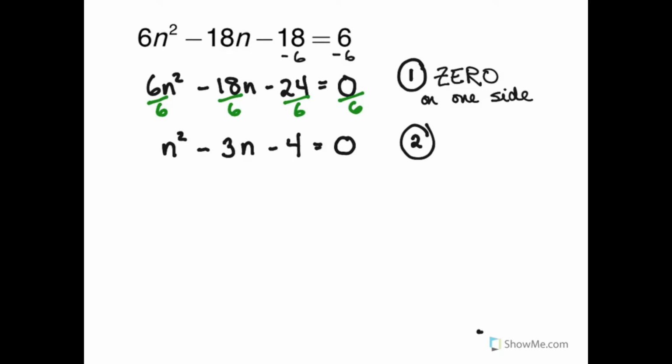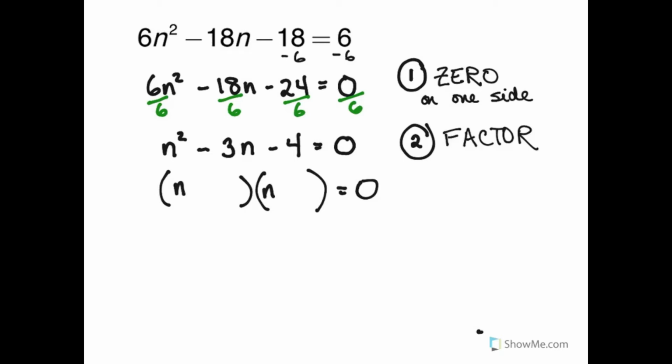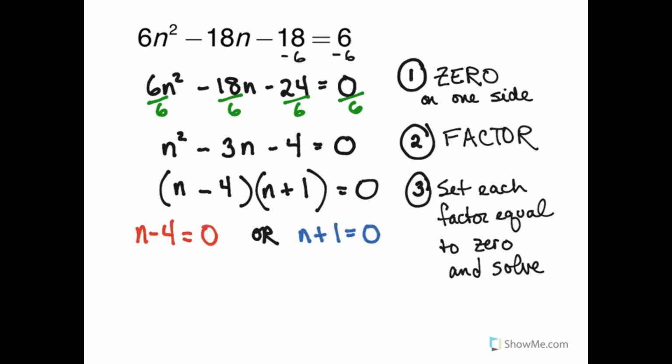So step 2 is to factor. The leading coefficient is 1, so each factor begins with n. And negative 4 is equal to negative 4 times positive 1, which gives me the negative 3 in the middle. Negative 4 plus 1 is negative 3. So now I have two factors equal to 0. So n minus 4 equals 0. If I add 4 to each side, that gives me n equals 4. If n plus 1 equals 0, and I subtract 1 from each side, n equals negative 1.